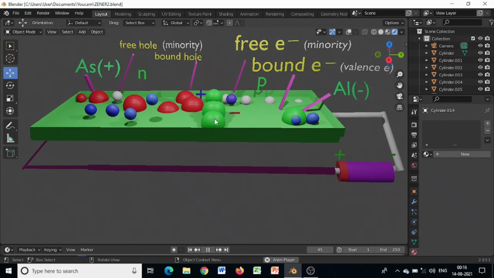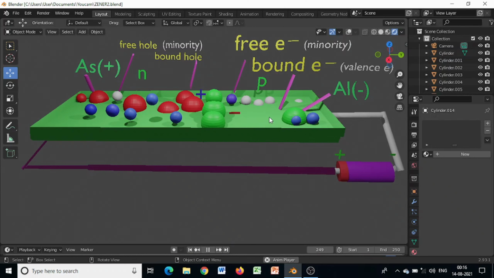As the electric field is very high in this region, as this width is very narrow, as I have already told, the electric field in this region is very high. This high electric field tears the covalent bond and produces so many electron hole pairs, and that creates the large Zener current. But note that these are the valence electrons.